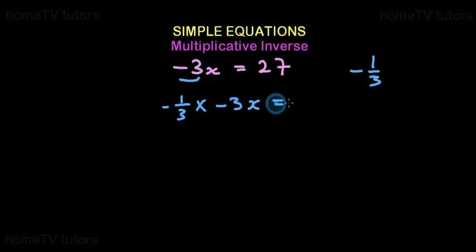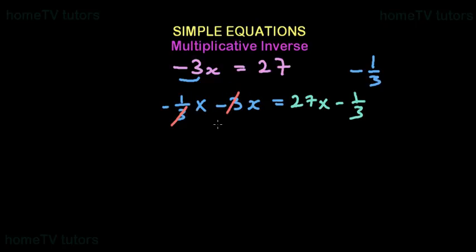So we shall multiply both sides by minus 1 over 3, that is times minus 3x, which is equal to 27 times minus 1 over 3. Minus 1 over 3 is the inverse of minus 3, if you remember in our previous video when we were treating the multiplicative inverse of different numbers. Good, so now we divide.